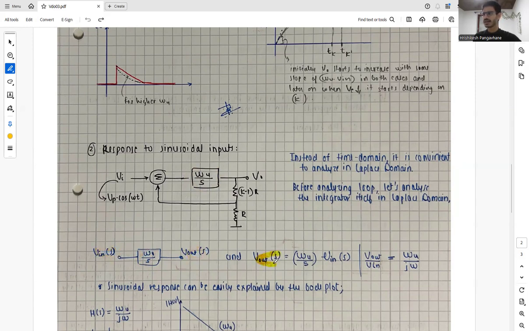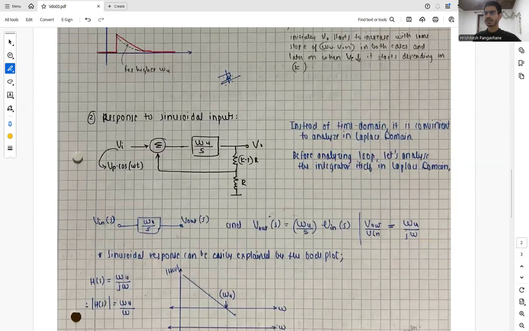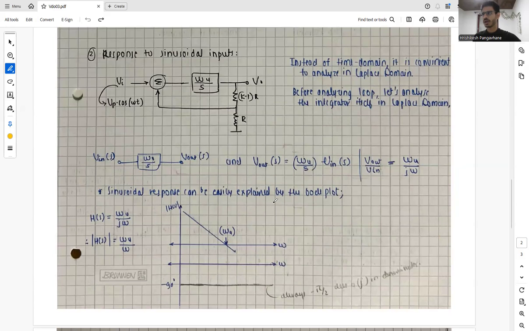So basically we can say that our Vout of S is nothing but omega u by S times Vin, and our transfer function becomes omega u by j omega. The sinusoidal response can be easily explained by the Bode plot, and we have our function as omega u by j omega, which gives us the magnitude of omega u by omega, and it simply gives us a slope of minus 20 dB roll off. And due to the j present in the denominator, we have the phase always minus pi by 2. So this is how the response of the integrator will be.